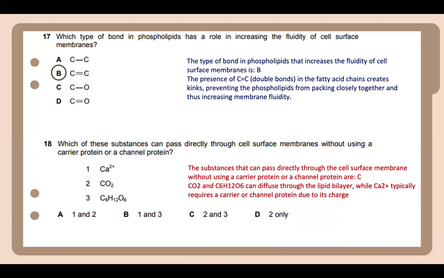Which of these substances can pass directly through the cell's membrane without a carrier protein or a channel protein? The substances that can pass directly through the cell surface membrane without using a carrier protein or a channel protein are CO2 and C6H12O6, which can diffuse through the lipid bilayer, while Ca2+ typically requires a carrier or channel protein due to its charge.